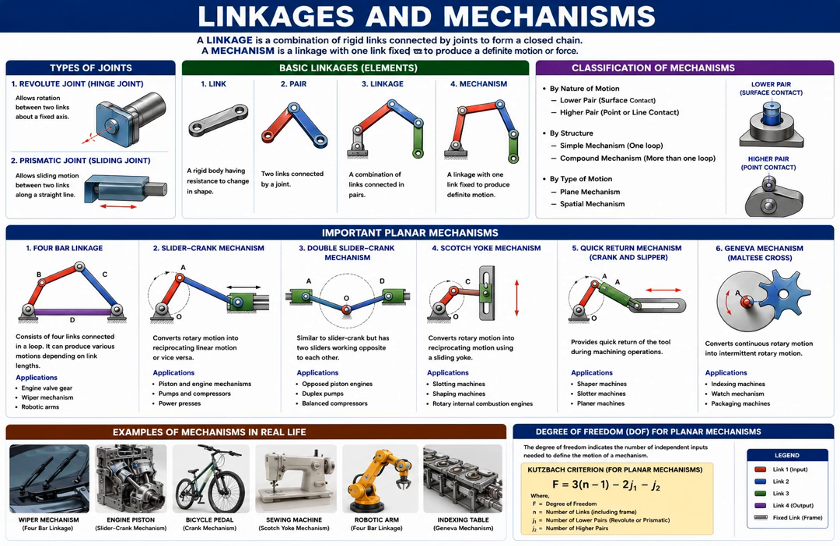Now look at the degree of freedom section in the corner. This tells us how many independent movements a mechanism can perform. Some mechanisms move in only one controlled way, others have multiple complex motions. This becomes extremely important in robotics, automation, and industrial machines.